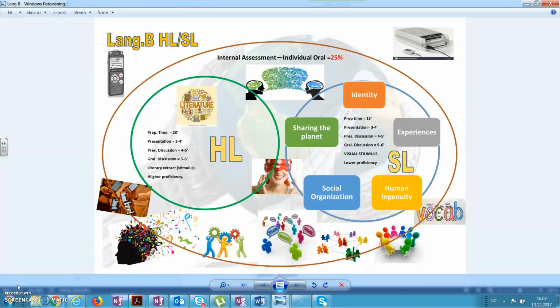By the end of this session, we hope that participants are able to explain to their students the requirements of the internal assessment, in this case the individual oral, and they will also feel more confident in understanding how to apply the assessment criteria when marking this component. So let us start by highlighting how the assessment objectives are applicable to the internal assessment.